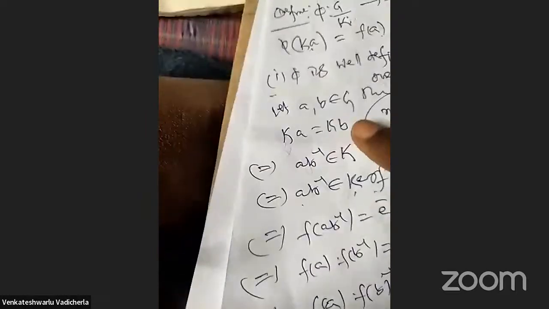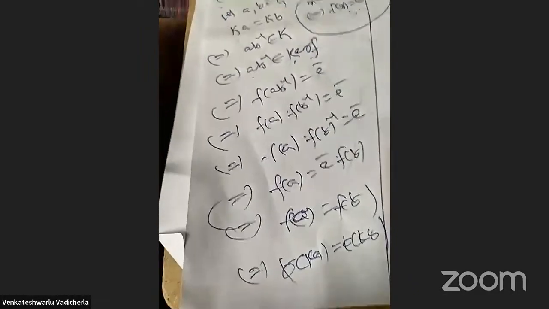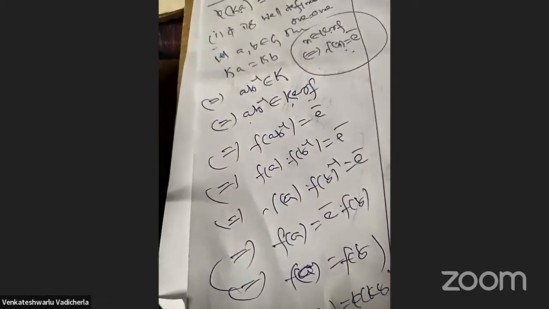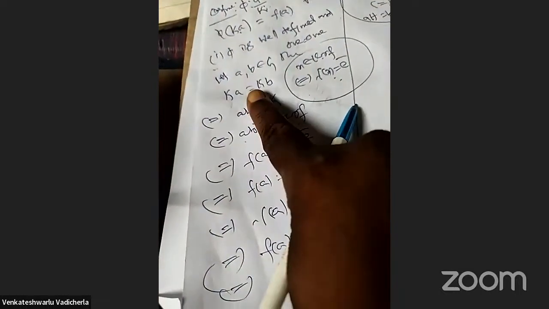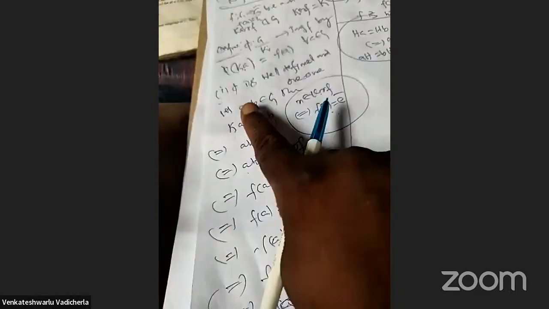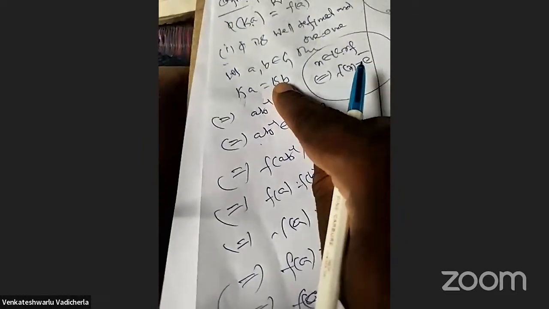Here look, first two elements are equal, ka is equal to kb. So pi of ka is equal to pi of kb. Two images equal, so f is well defined. Two elements are equal, ka is equal to kb, therefore pi of ka is equal to pi of kb. Up to down, pi is well defined. Down to up, pi of ka is equal to pi of kb implies ka is equal to kb, so pi is one-one. Pi is one-one and pi is well defined.